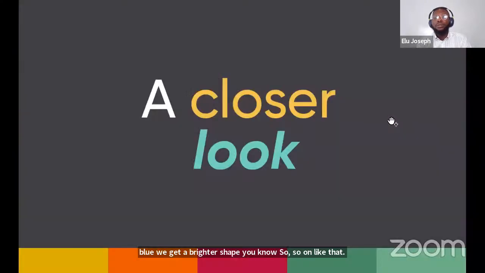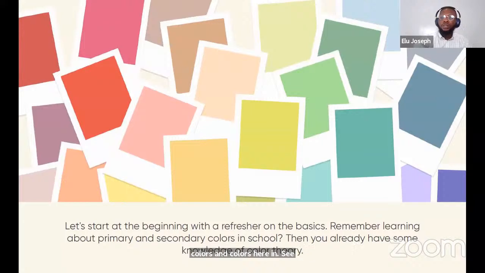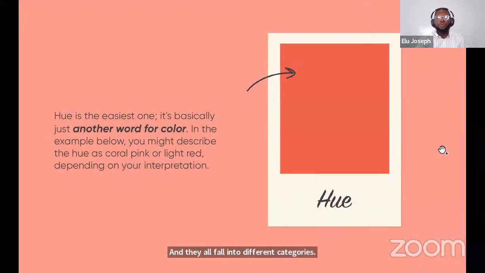Now, it takes us to a closer look at what these colors do, what they look like, and how important they are. Let's start from the basics. Remember when you learned colors and color theory in primary and secondary school, right? These are all colors all over the screen, and they all fall into different categories. Now, we have hue. Hue is basically just another word for color.